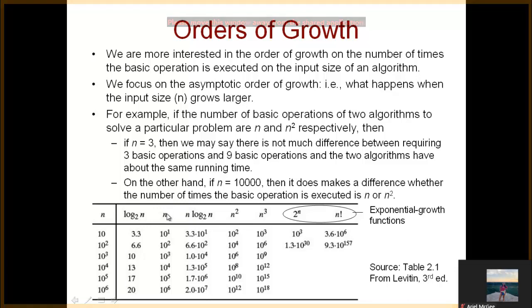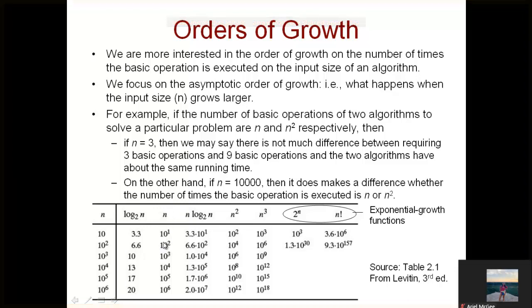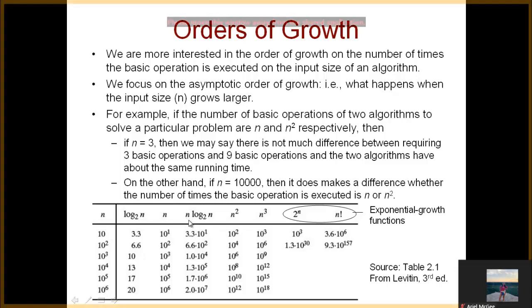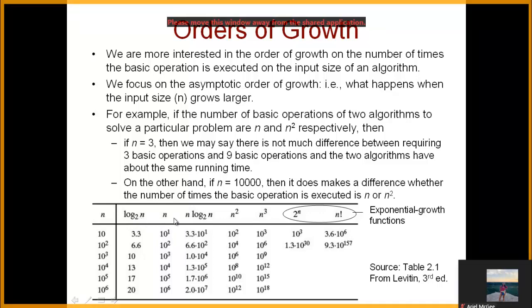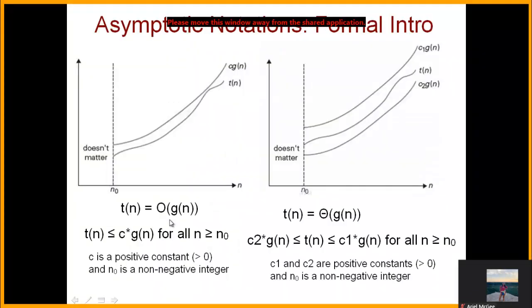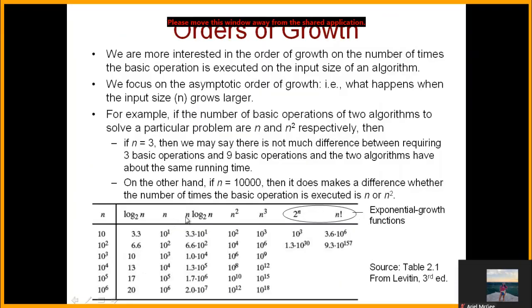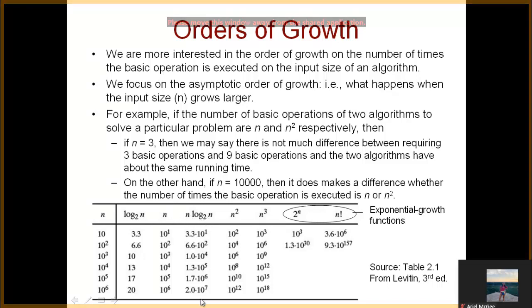And then you have n itself as a function, and it increases at the same rate as n. Now n log n: once you know about log n and n, we can talk about n log n quite easily, because you are multiplying n with log n. So n log n will definitely grow faster than both n and log n. That's why it is placed next to n.